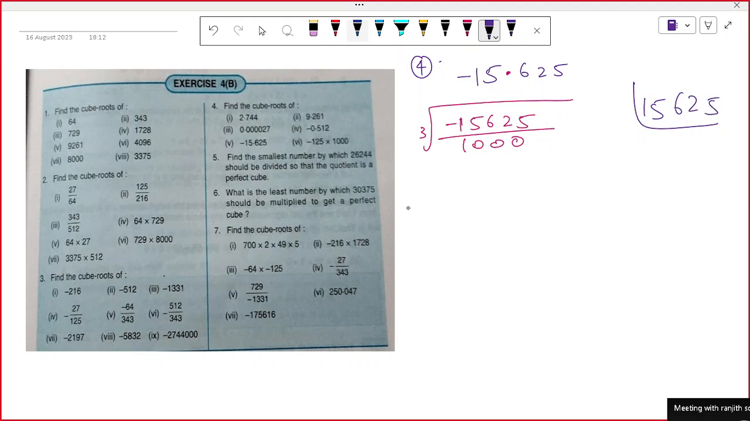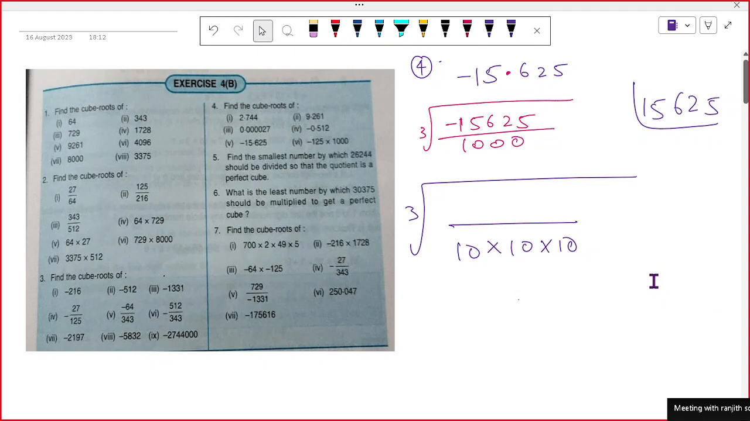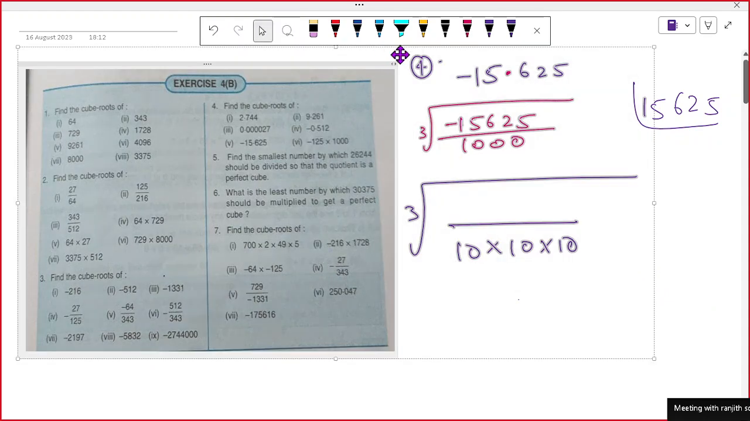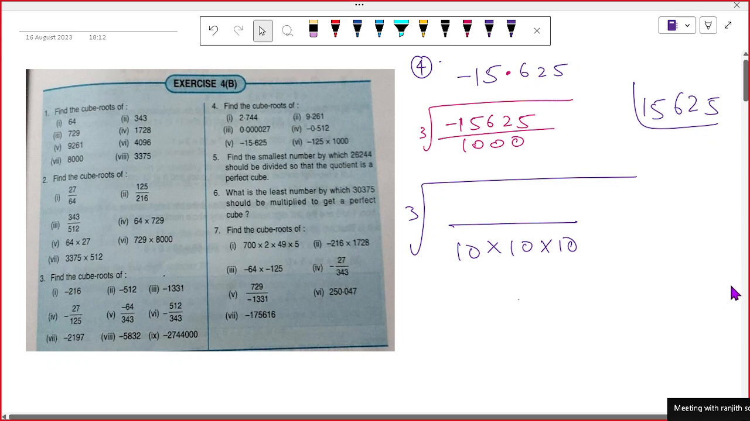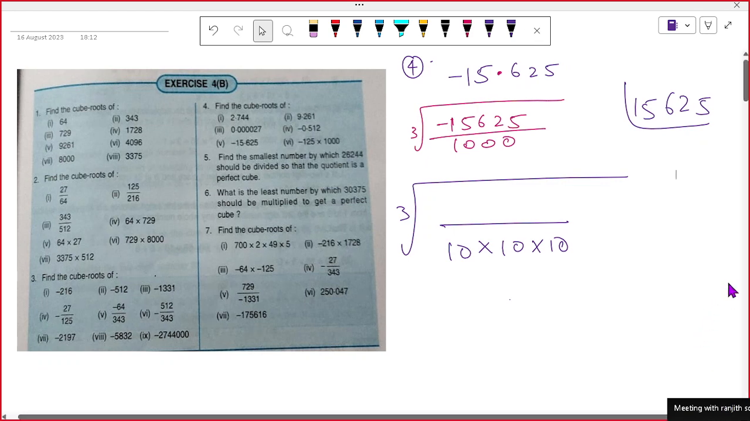Okay, 15625. Factorize this. For 1000, how do you write this 1000? 10 into 10 into 10. Three zeros are given, so split into three tens. You have to only factorize the numerator. If you don't remove the decimal, it will become difficult.